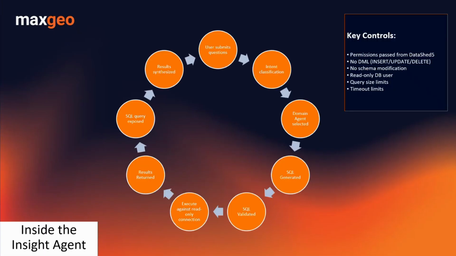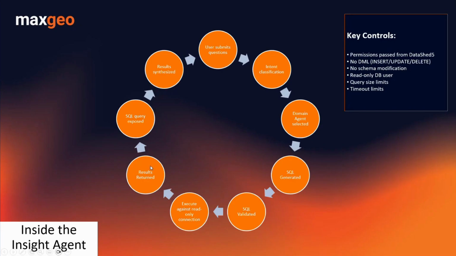As a very quick overview of the flow, a user submits a question. There's intent classification, so we'll identify, okay, this is an assay question, let's go to the assay domain agent. The domain agent's been selected, which then goes to the SQL agent, which generates the SQL. The SQL then gets validated to ensure that it actually looks correct and it's meeting our requirements. That's executed against a read-only connection. That is the only connection that agent has with your database, and I'll cover this off in more detail as we go.